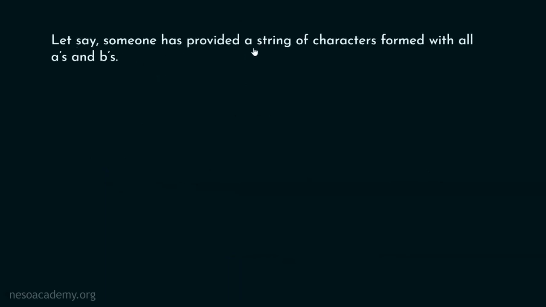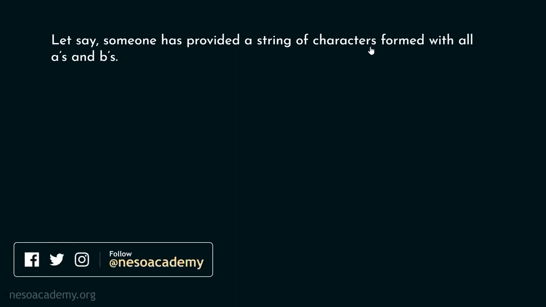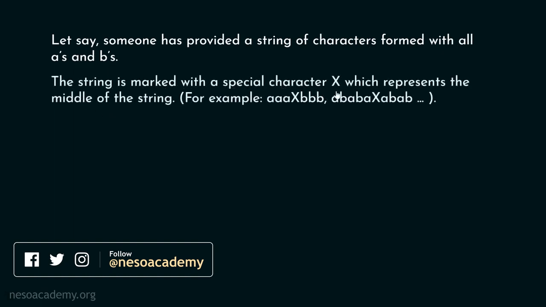Let's say someone has provided a string of characters formed with all A's and B's. This is an assumption that someone has provided a string of characters. This means we are available with a string of all A's and B's. The string is marked with a special character X, which represents the middle of the string, like this, AAA X BBB. This X represents the middle of this string. Similarly, this X represents the middle of the string, ABABA X ABAB, and so on.